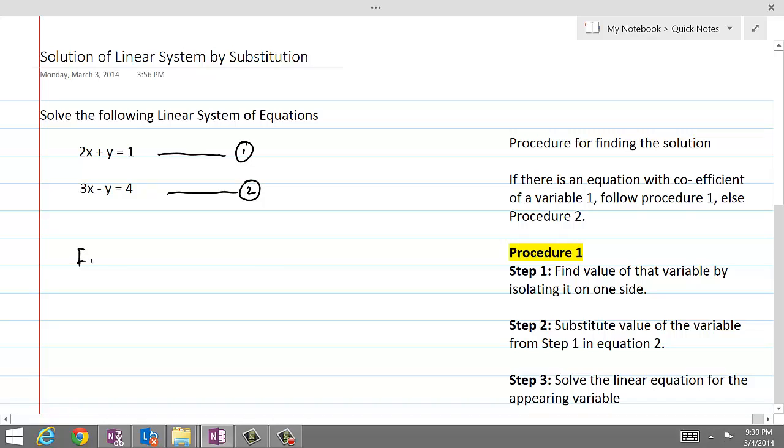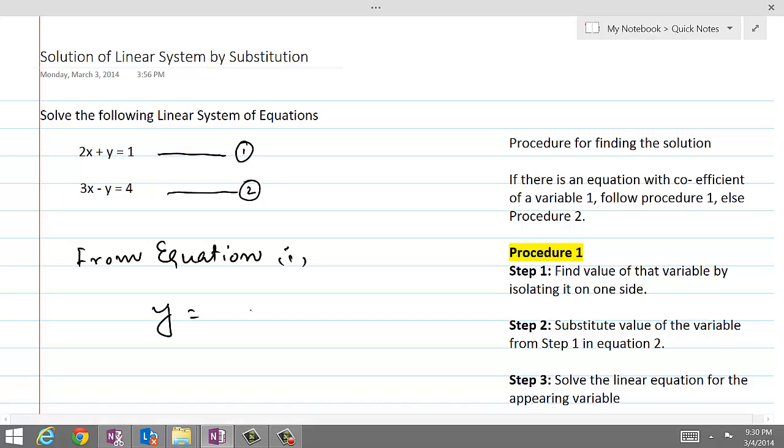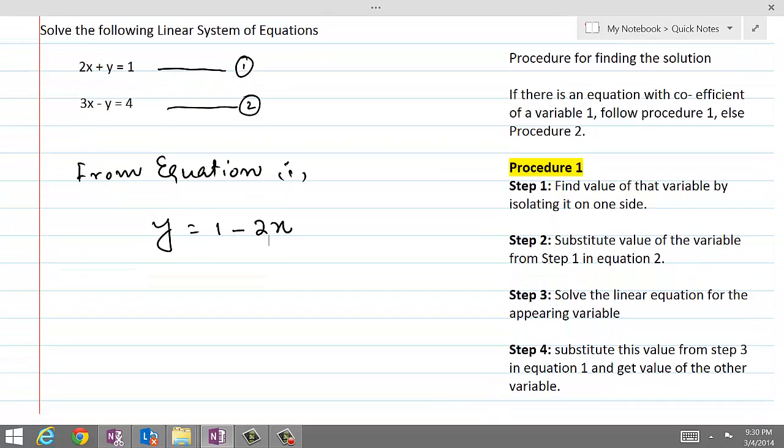From equation 1, we are going to get the value for y. This is done by isolating y on one side and transferring everything else to the other side of the equation. So here we got y is equal to 1 minus 2x. We transfer 2x to the right hand side of equation 1 so that y is isolated on the left side. Now this is the value of y and we will substitute this value in equation number 2.